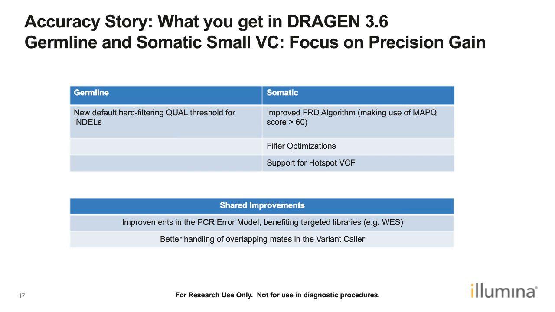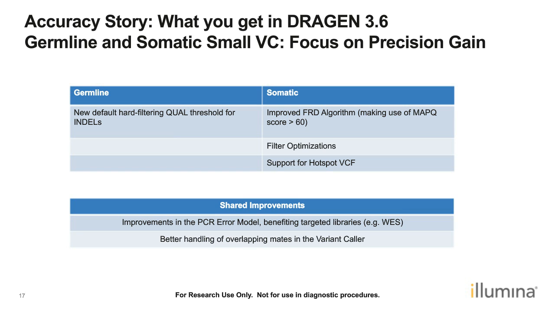So on the Germline side, what we have done is we have made some changes to our PCR error modeling. And as a result of that, we have a new hard filtering qual threshold for indels. If you remember in the past, we used a single threshold for SNPs and indels for hard filtering, and that's based on the qual. But now we have separated that out to get an optimal F measure based on the improvements we have done.